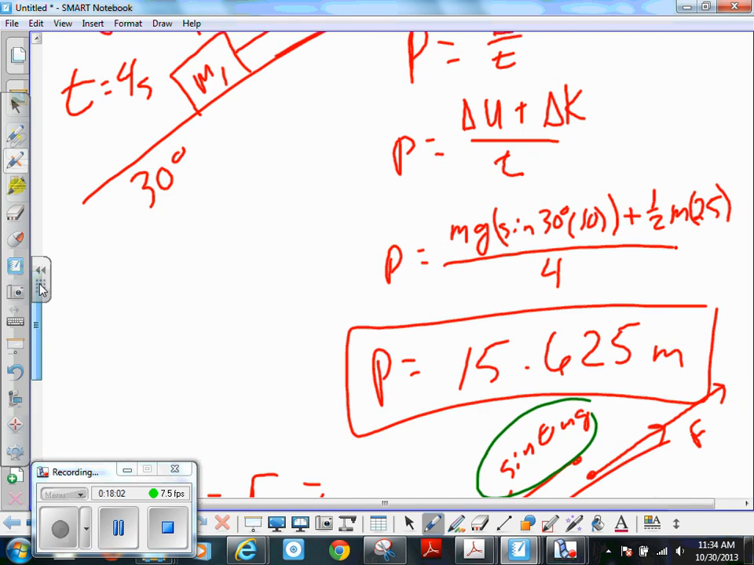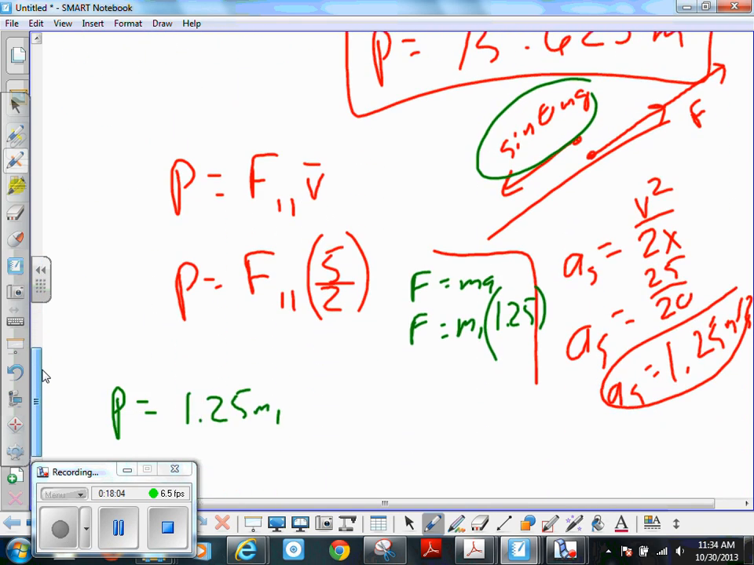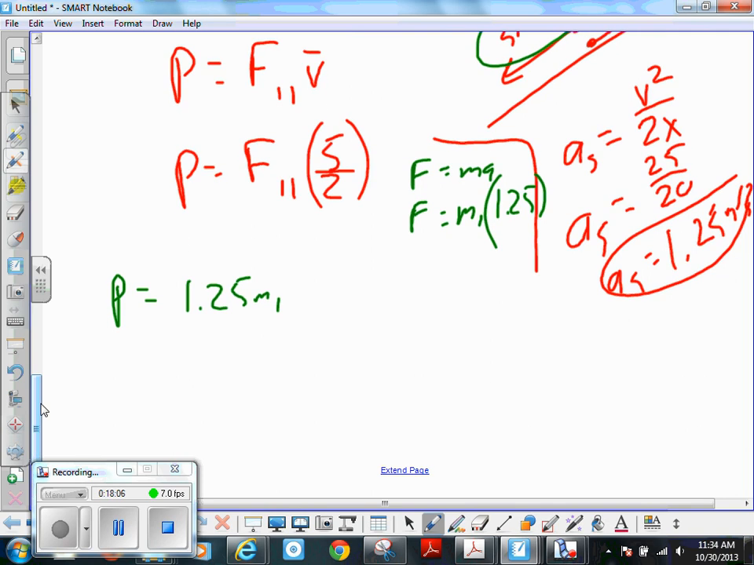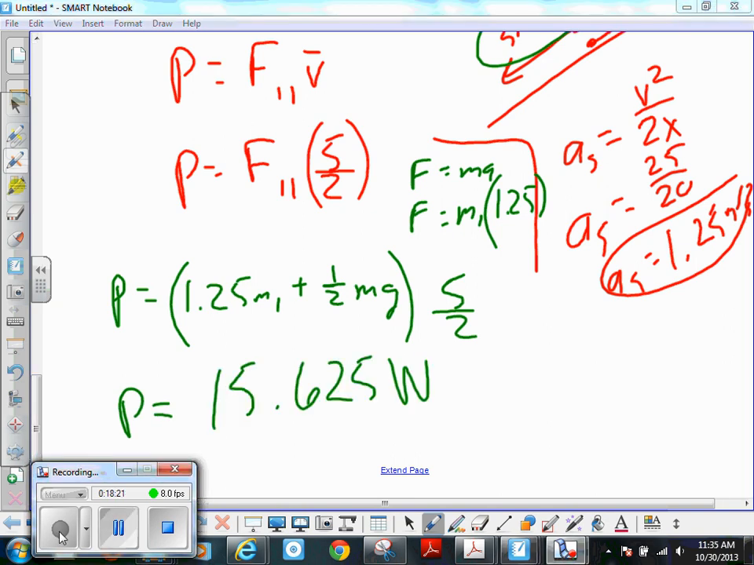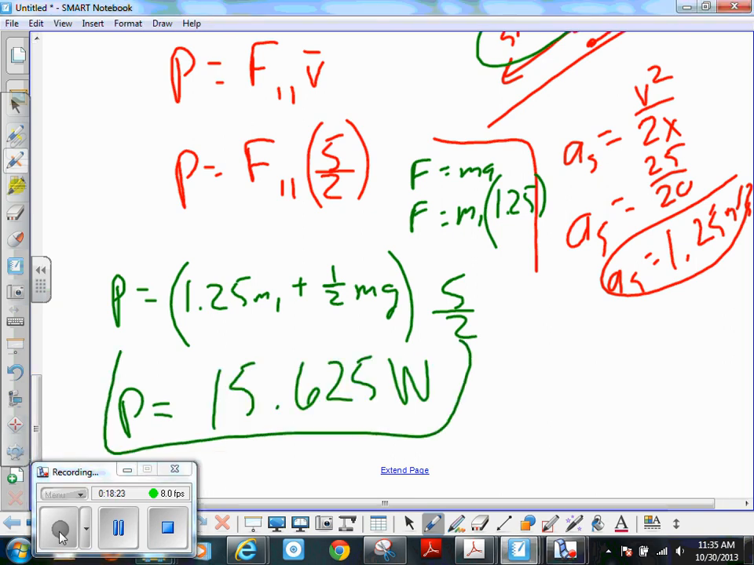and the sine of theta in this case is 30, so that's 1/2 mg, right? Plus 1/2 mg. That would be our force. And our average velocity would be 5/2. So let's see if you can get the same numbers that way. And using 10 for g, we do end up getting the same numbers. So yes, you were thinking right, but you didn't realize it was average velocity.